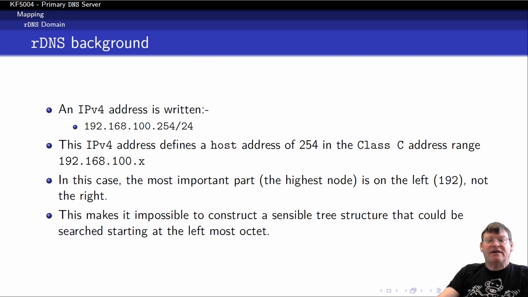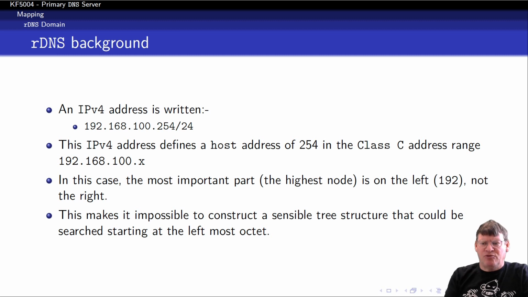Okay, let's get back to the internet addresses and how they work. So we know where the root hints come from, and now we want to know how rDNS can fit into that architecture. We've mentioned briefly that there are issues with IP addresses and the way they're structured. So let's have a bit of a more detailed look at that.